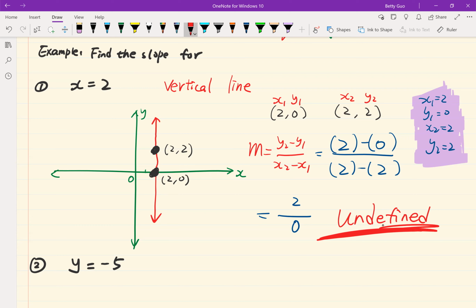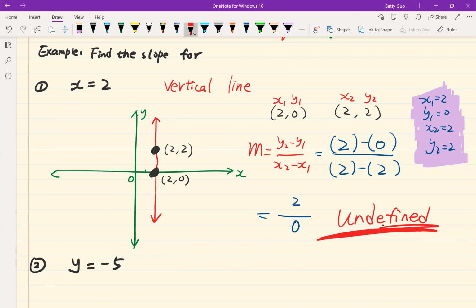So here we have the third conclusion. If we have a straight line, the line is vertical, then the slope of the line is undefined. Vice versa. If the slope of a line is undefined, then the line is vertical.